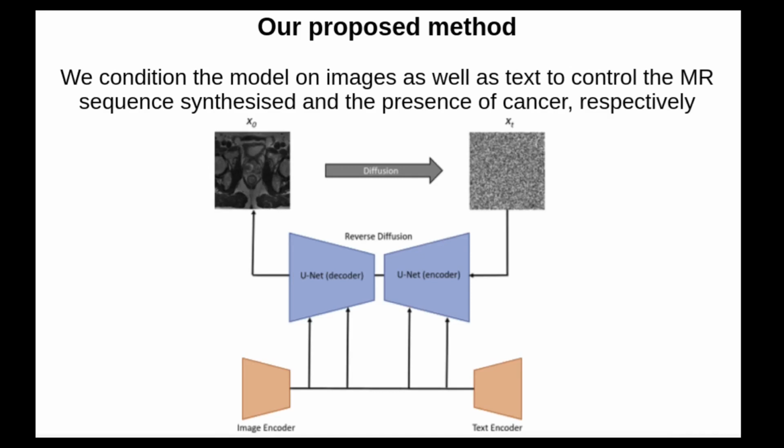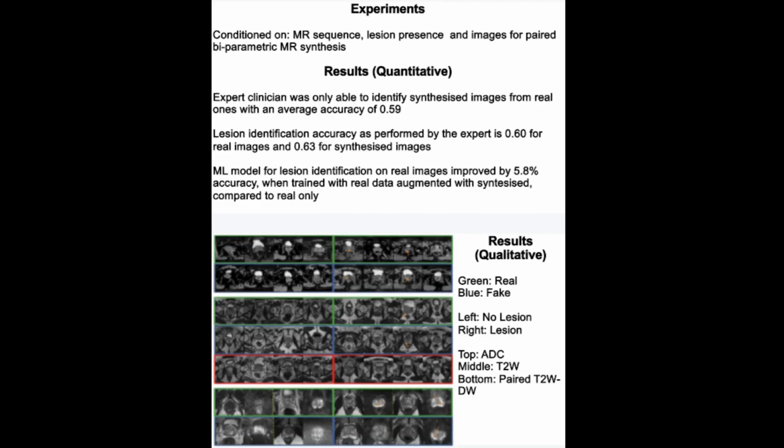So our proposed method basically conditions the diffusion model on images as well as the conventional text prompts to control the MR sequence and also the presence of prostate cancer, respectively. So in our experiments, we have a diffusion model that is conditioned on the MR sequence, prostate cancer lesion presence, and the images for paired biparametric MR image synthesis. And so here we have training data of around 8,000 2D samples of MR, and based on this training, we have a few quantitative results to share. Firstly, we tested an expert clinician to see if they can identify real versus fake samples over 64 different images, and they got an accuracy of 0.59, where chance is only 0.5, so it's quite close to chance.